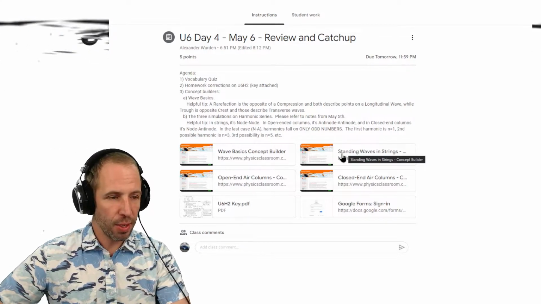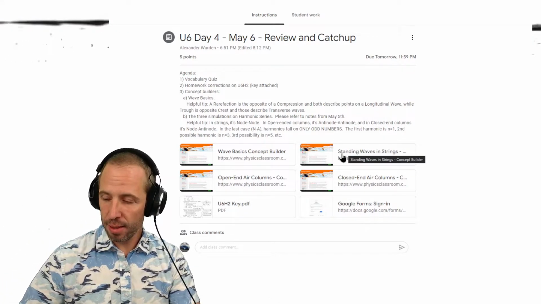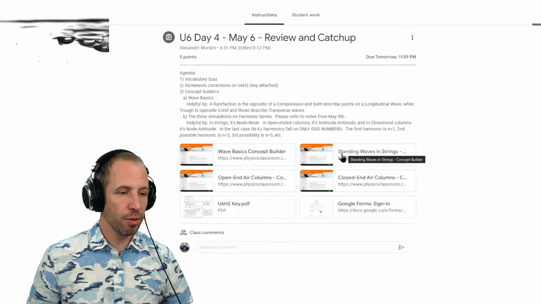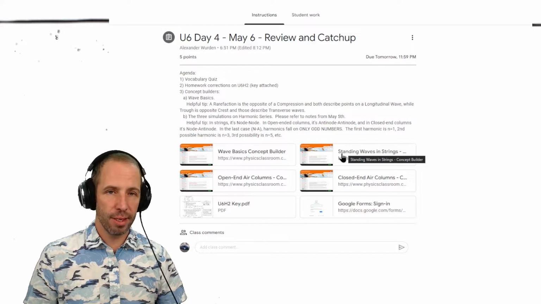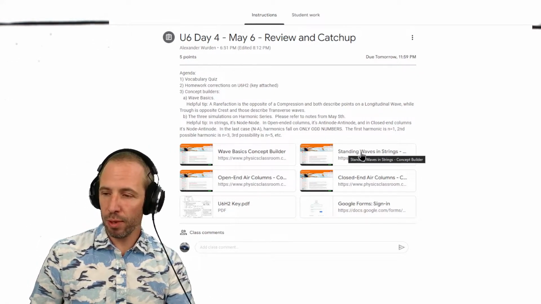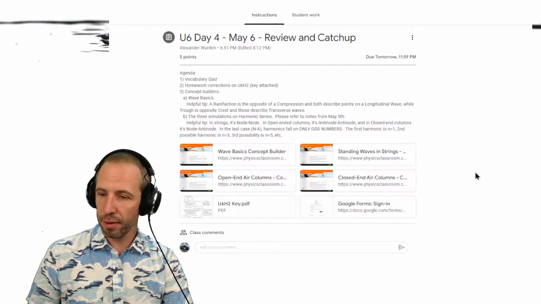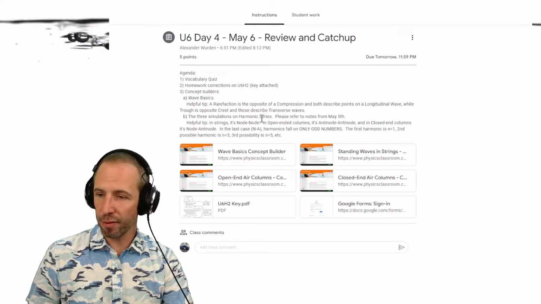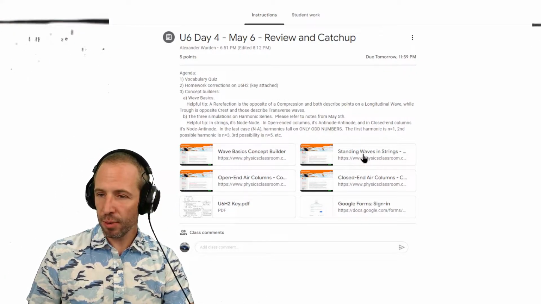So, we talked about yesterday node, antinode, and node-antinode constraints on what kind of a standing wave or harmonic can get set up inside a certain space. The one with the node and antinode is a little different than the other two, so we're going to leave closed and open air columns for last. And I left some notes right in Google Classroom for you guys to check out too. So let's start out with the standing wave on a string.